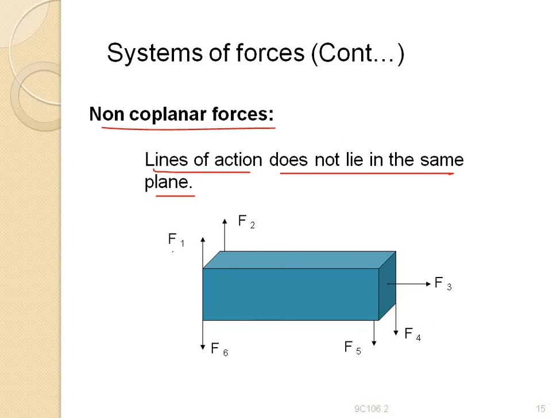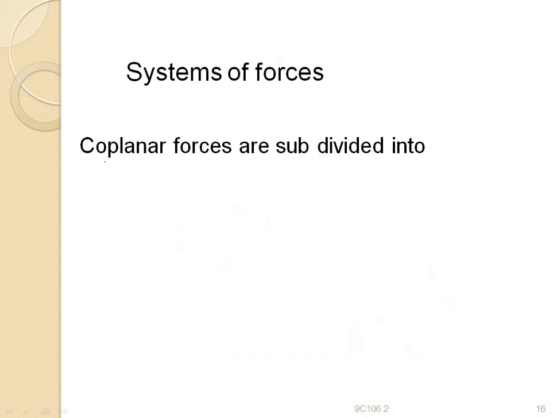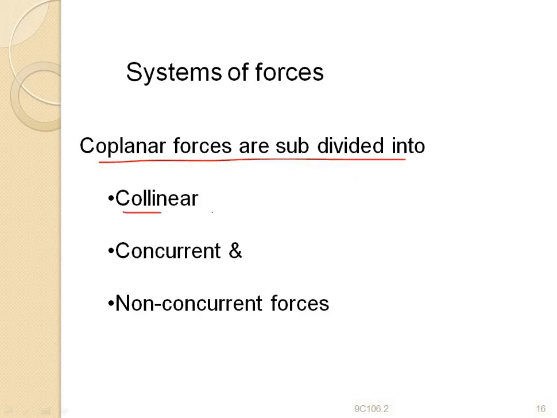Okay, so here you can see F1 and F2 both are in the vertical direction, and F6 is in the vertical direction downwards, F5 and F4 in the downwards vertical direction, and F3 in the horizontal direction, towards the right. So coplanar forces are subdivided into collinear, concurrent and non-concurrent forces.